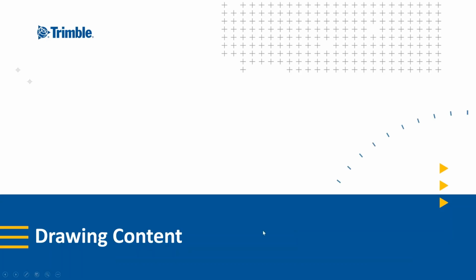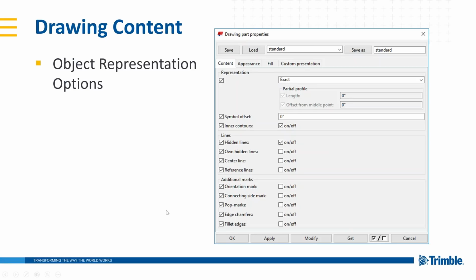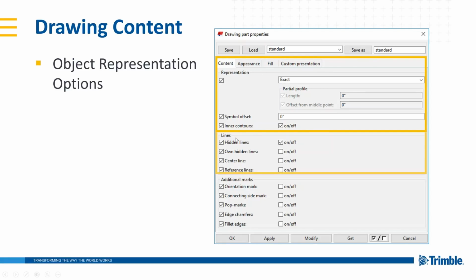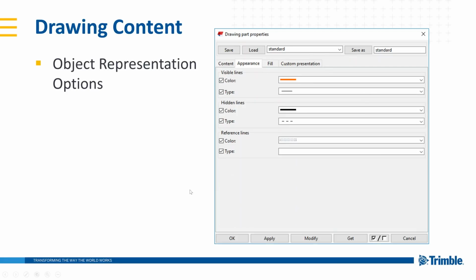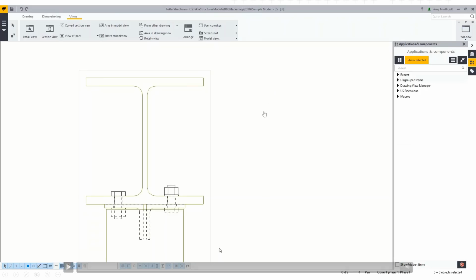All right. The next section is the drawing content. So here we're really going to be talking about the elements, the structural framing in the model, and how those are represented. So I'm getting into the nitty-gritty of object representation and the options here. At first I'm going to talk a little bit about the first section here, the representation, and then the lines. The additional marks I'm leaving off for the moment because those are more likely to be used on the detailing side of things. And then of course we'll cover the appearance and fill tabs here as well.